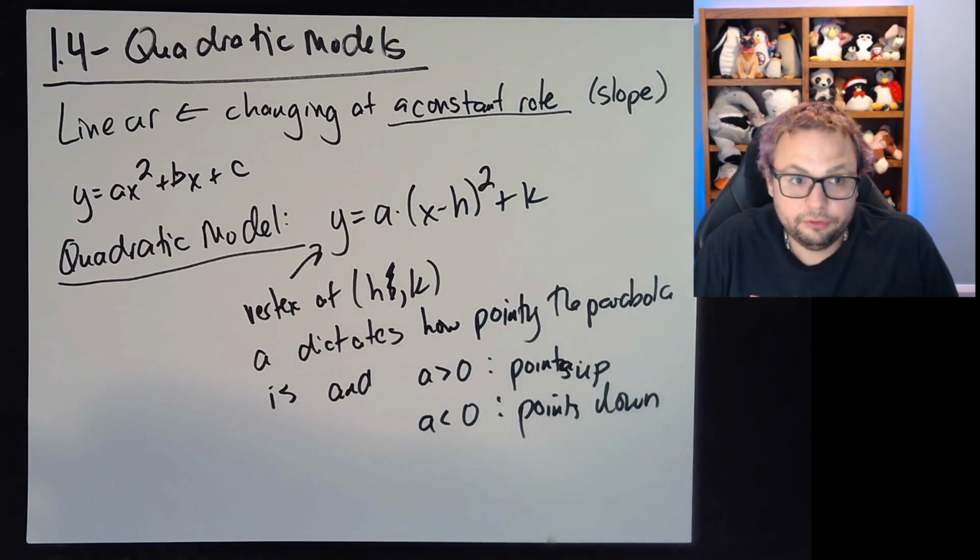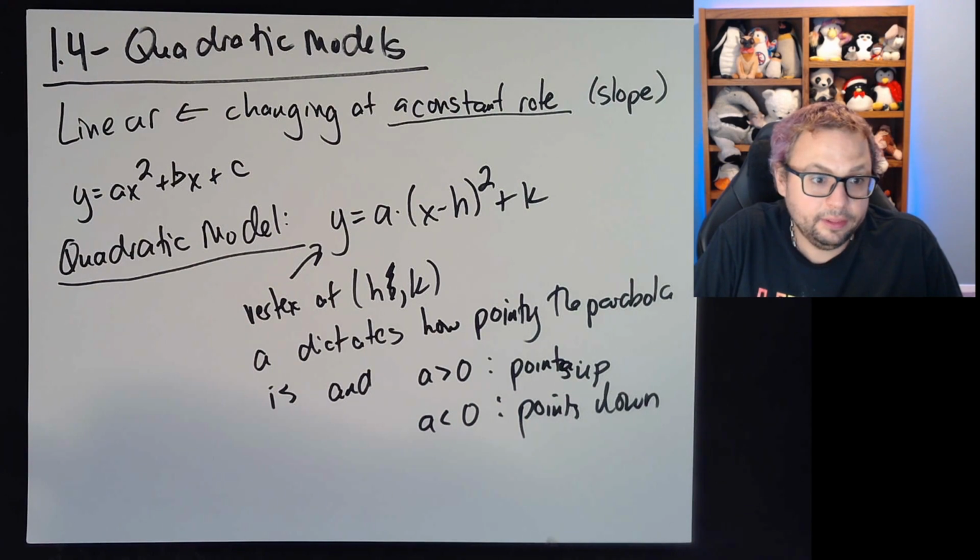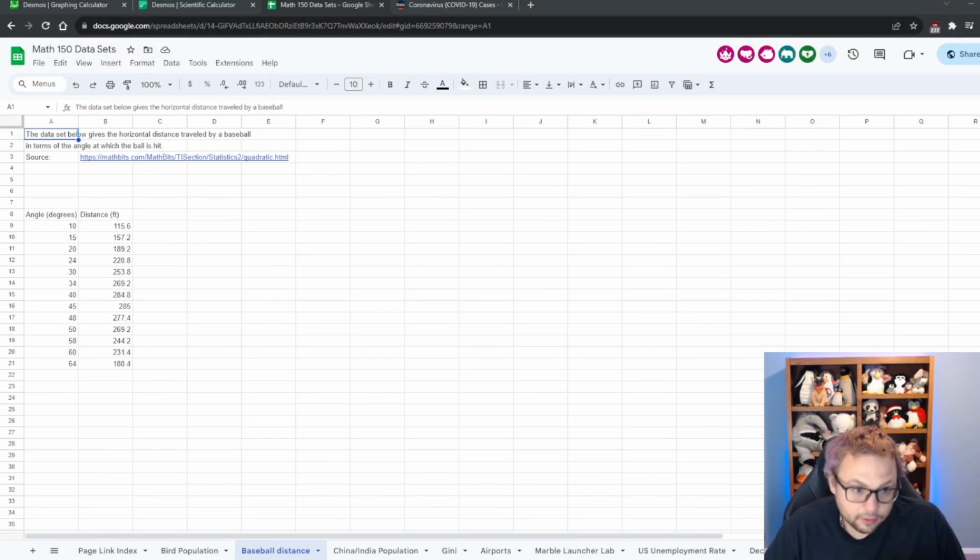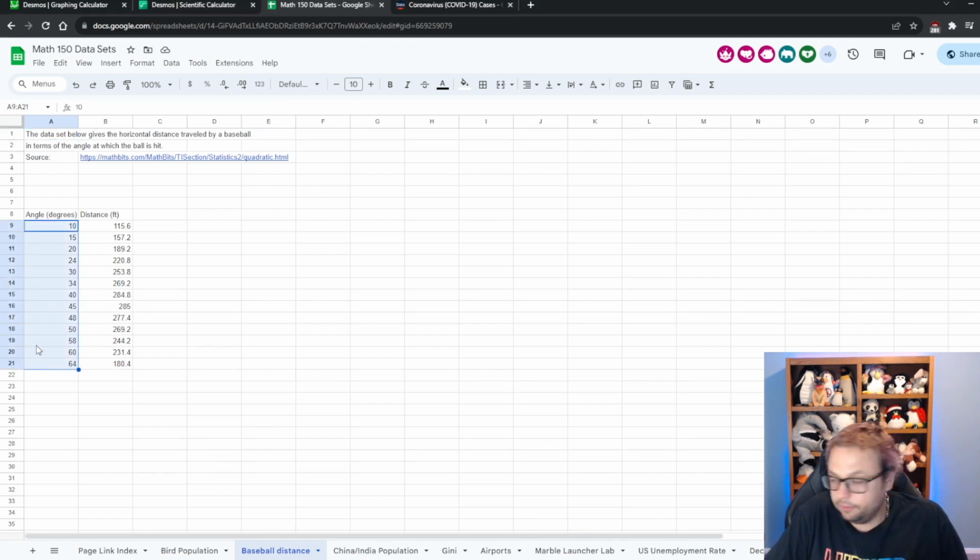So let's start by looking at this baseball angle data set. What this data set is giving is, for a bunch of different hits of a baseball off of a baseball bat, how far the baseball ended up traveling based on the angle at which the baseball hit the bat. So we have a wide range here of angles, given in degrees, and then a wide range here of distances.